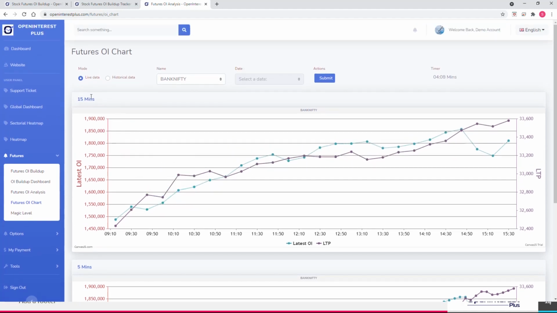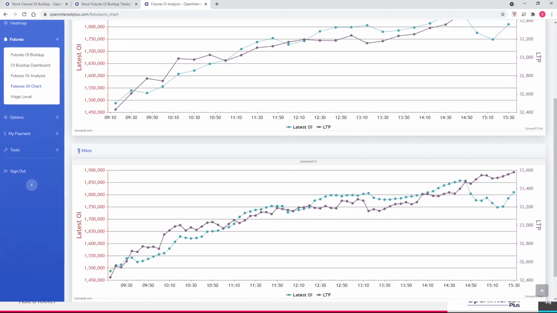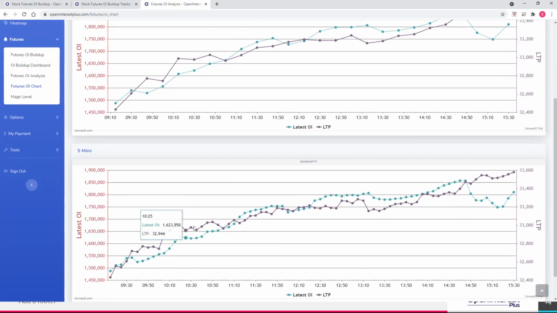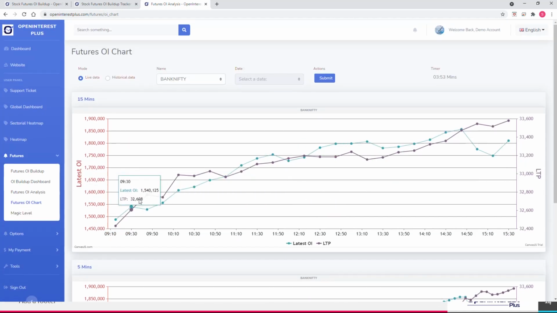So here I have given the OI chart in two intervals, which are a 15-minute interval and a 5-minute interval. I think this is more than sufficient, because the 5-minute has too much noise in the system, and the 15-minute is good enough to understand the longer time frame.